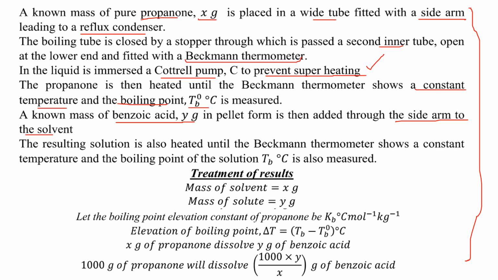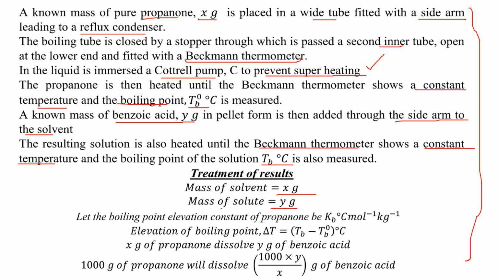Now the solution is going to be heated again until the Beckman's thermometer shows a constant temperature at which it's going to start to boil, and this is going to be noted as TB degrees Celsius. Now let's go on to the treatment of results. Mass of the solvent we used is X grams. Mass of the salt we used is Y grams.